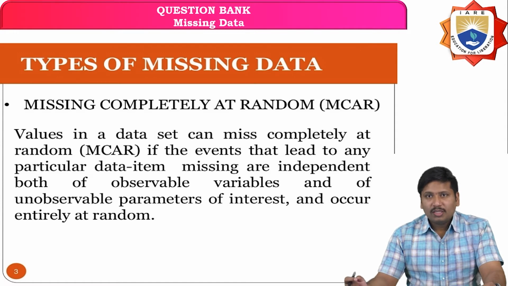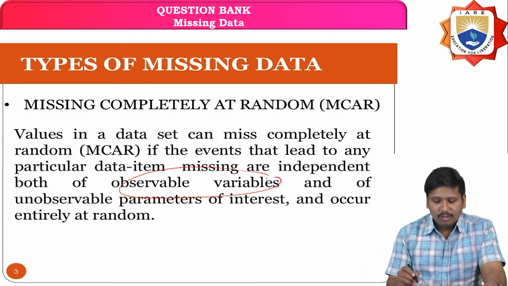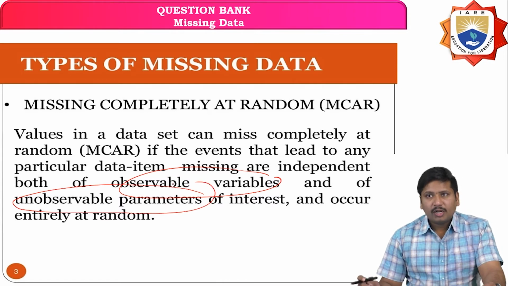So for the values in the dataset, there may be a chance of missing completely at random. That means the events that may lead to any particular data item being missing are independent of both observable variables and unobservable parameters. At that time we can treat it as missing completely at random.